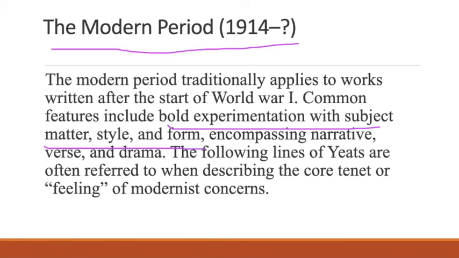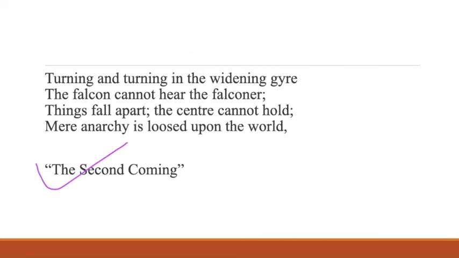My basic purpose is to tell you about the time periods and also some important writers. So the modern period, as I have just told you, had bold experimentation as far as subject matter, style, and form are concerned. And when you discuss the technique and the core qualities of this modern period, I always remember the lines from The Second Coming by W.B. Yeats. Turning and turning in the widening gyre, the falcon cannot hear the falconer. Things fall apart, the center cannot hold, mere anarchy is loosed upon the world. I think these lines compress in themselves the important qualities of the modern period.